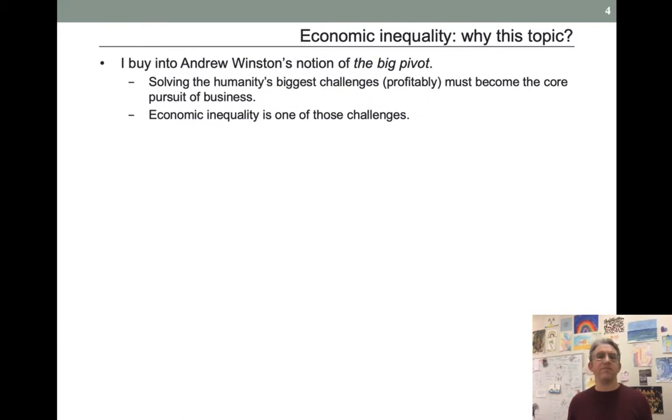So why this topic? Well, first of all, I really buy into Andrew Winston's notion of the big pivot, as he lays it out in his book by the same name. He says that business has to do this big pivot. We have to learn to solve humanity's biggest challenges profitably, and that has to be the core pursuit of business. I like that, and it certainly gives me all the excuse I need to use economic inequality as a topic in a business course. Economic inequality certainly appears to be one of those big challenges.